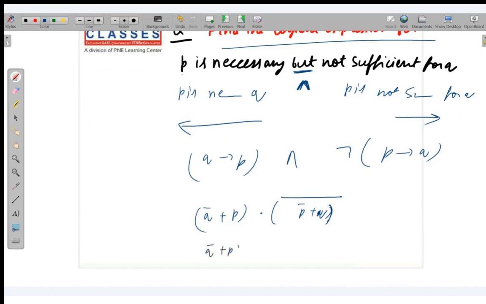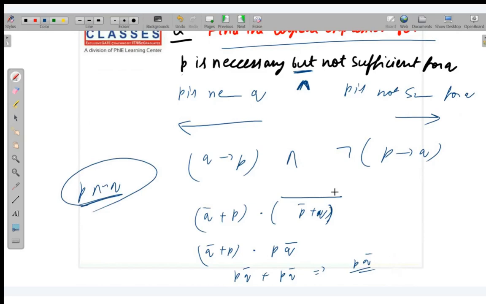Q bar plus P dot PQ bar. PQ bar. Okay, I have just changed it by De Morgan's law. P dot Q bar. So now PQ bar dot Q bar will be PQ bar only, plus PQ bar dot P will be PQ bar only. So finally, we will get PQ bar only. So P and not Q, I am getting. Right, this is my final answer.